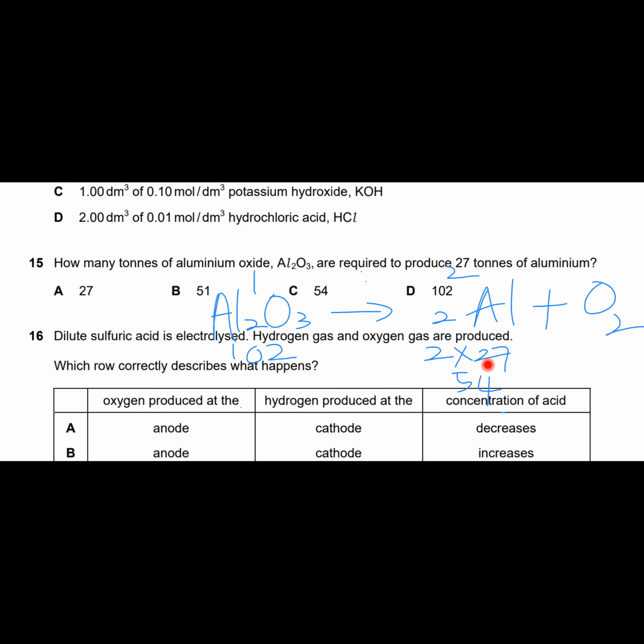What's the meaning of that? We need half of this. Half of 54 means half of this as well, isn't it? We need only 27. 27 means half of this. What is that? It is 51, right?